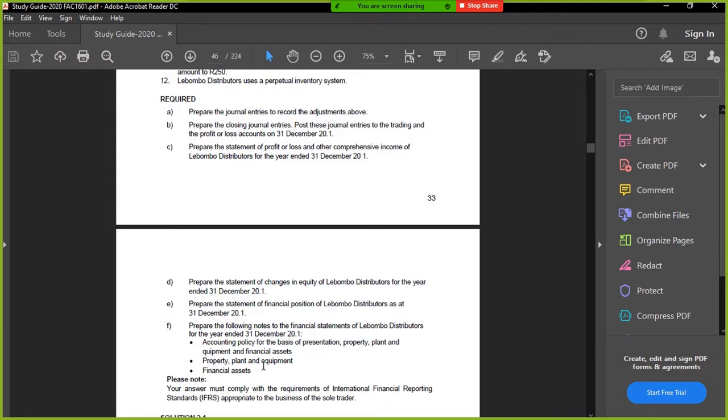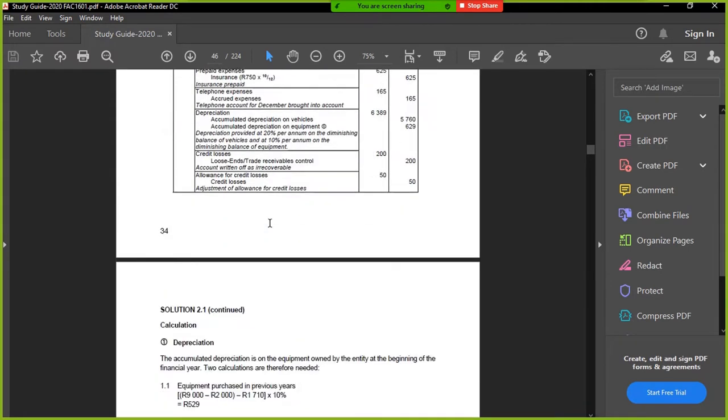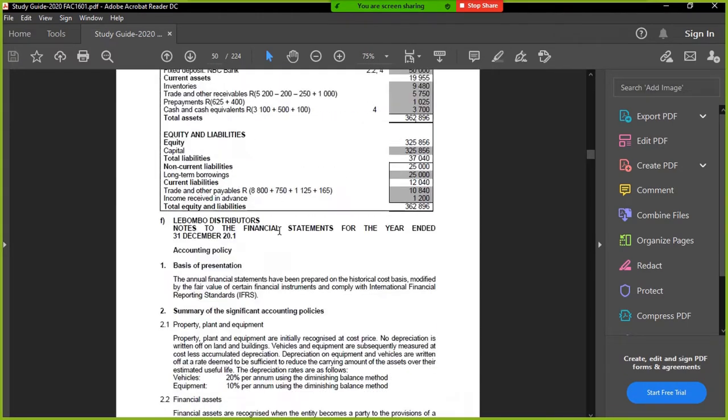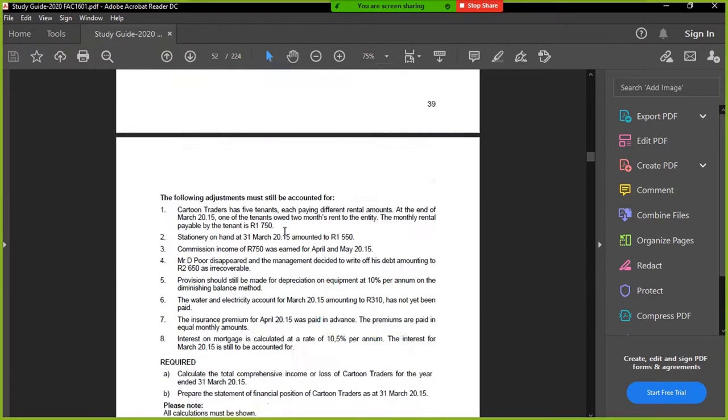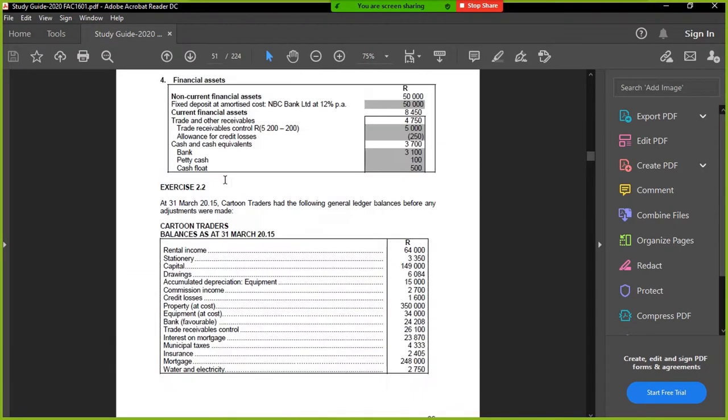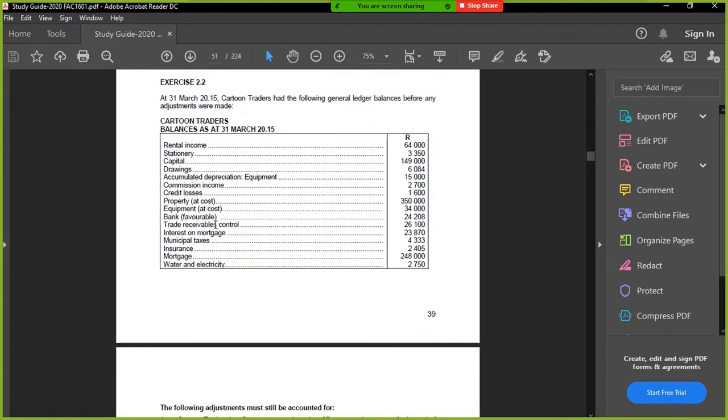When you do these questions in the actual study guide, use the study guide examples as a way to practice and to prepare for those exams. The solution is there for the first one. Obviously you've got the answer for the second one, but you don't have the workings. So when you look at a question like this, 2.2, it starts here. It's actually quite a short question.